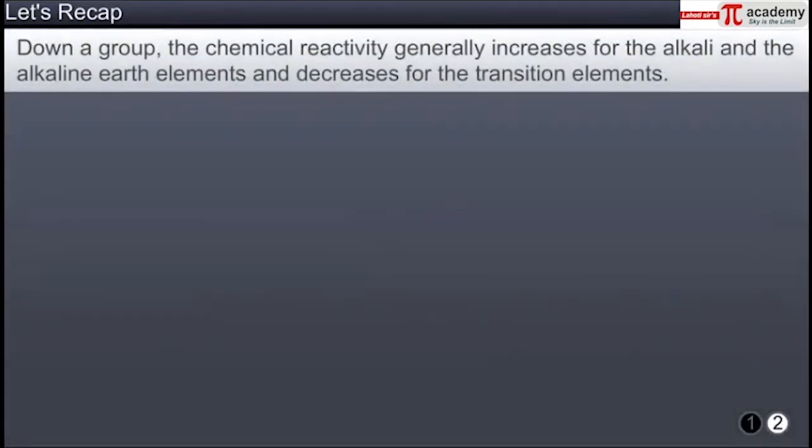Down a group, the chemical reactivity generally increases for the alkali and the alkaline earth metals and decreases for the transition elements.